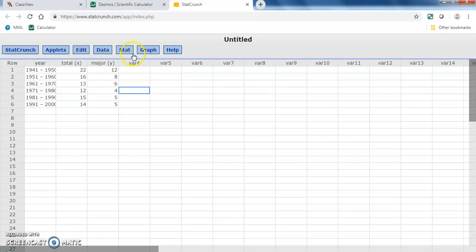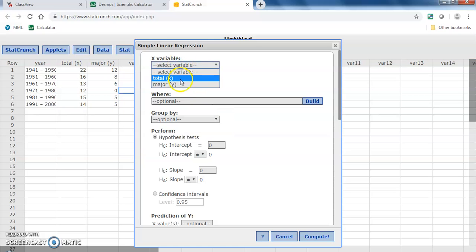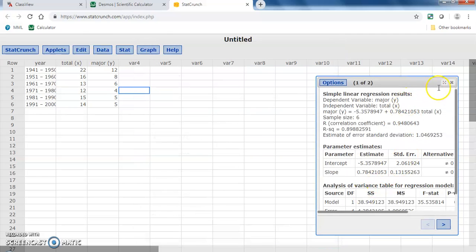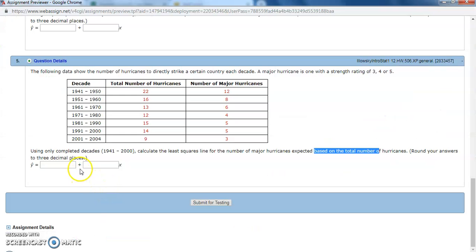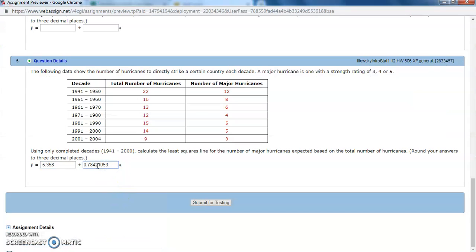And to calculate the least squares regression line, we go to Stat, Regression, Simple Linear. The x variable is x, the y variable is y, and then Compute. And our least squares regression line is right here. This is our y-intercept. It doesn't have an x next to it, so it's going to go here. It wants 3 decimal places, so the 7 rounds up to an 8. And then our slope is the one next to the variable, so right here. And then it wants 3 decimal places, so that becomes 0.784.